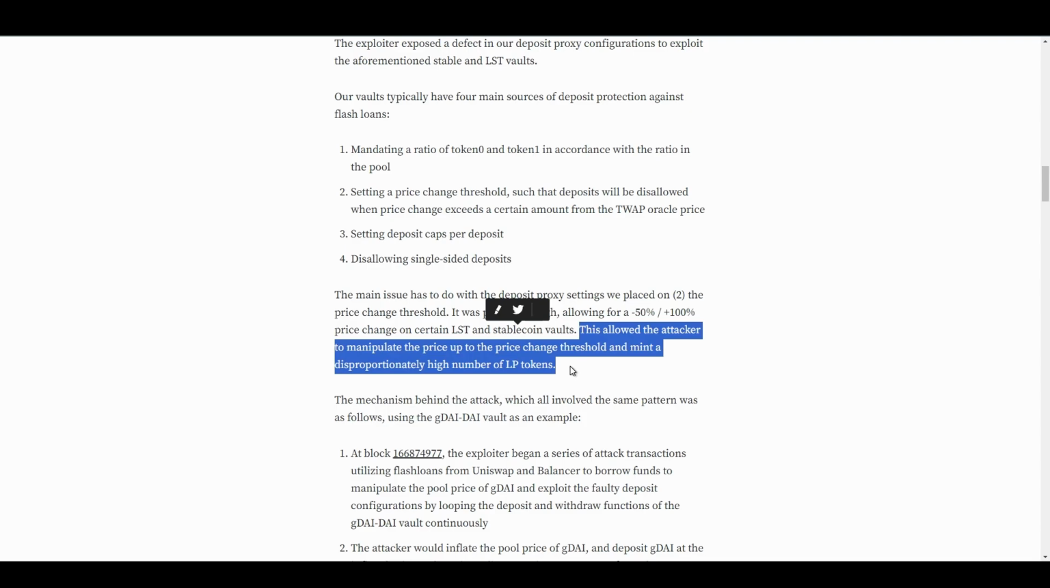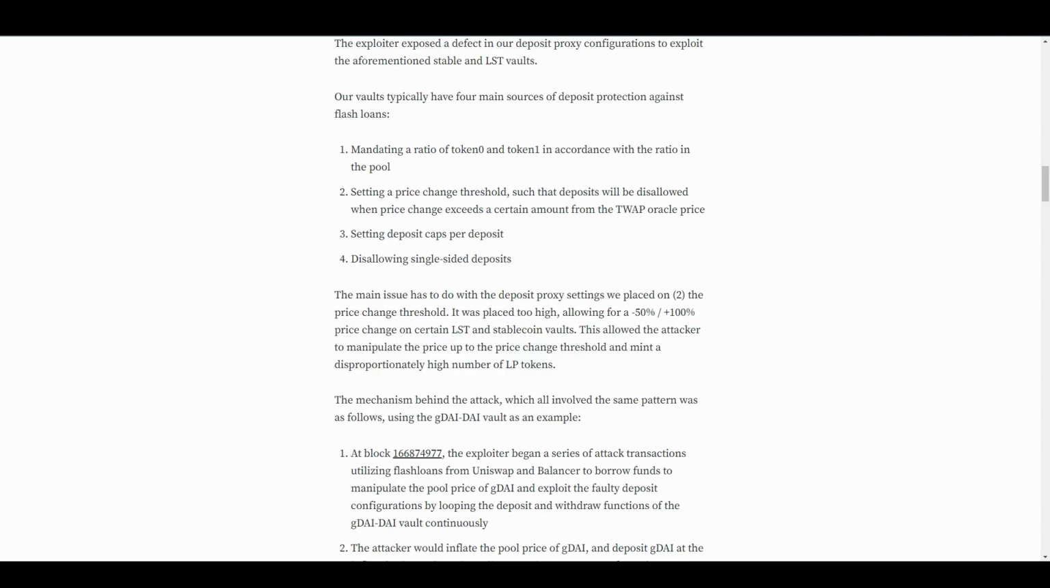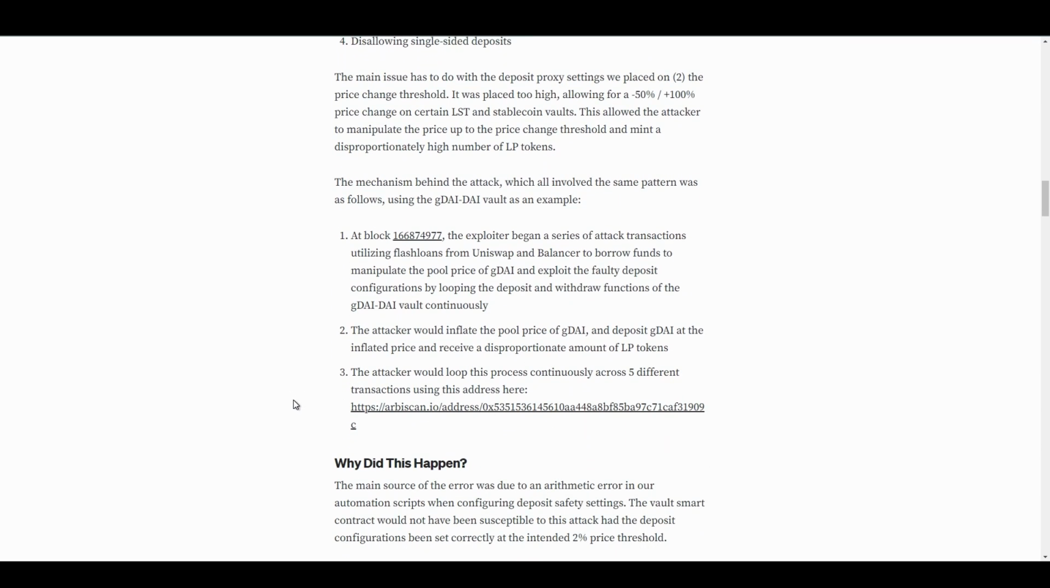This allowed the attacker to manipulate the price up to the price change threshold and meant a disproportionately high number of LP tokens. So that happened like at 8:30 at night Central American time. So that was a little surprising to see. We had one member jump into Telegram, our Japanese member, I believe, started screaming that his stuff was lost, and then confirmed by a few other members that they went to check their balance and it was indeed drained.